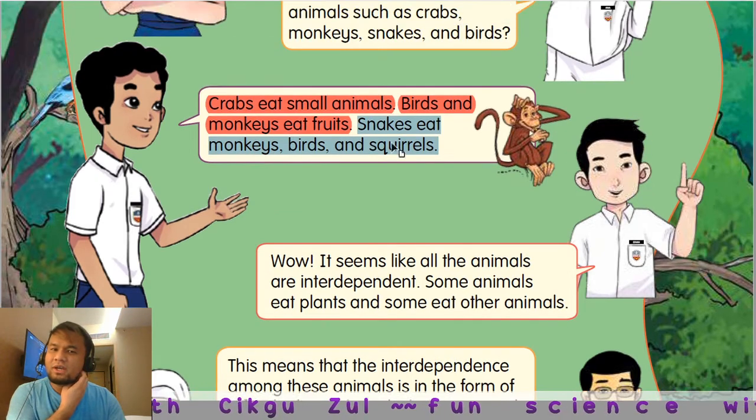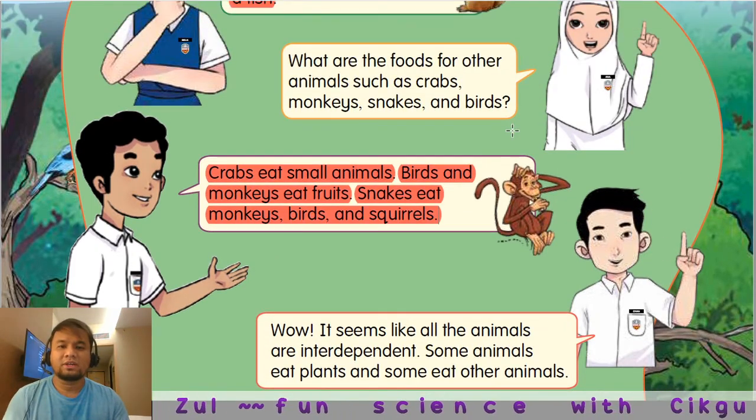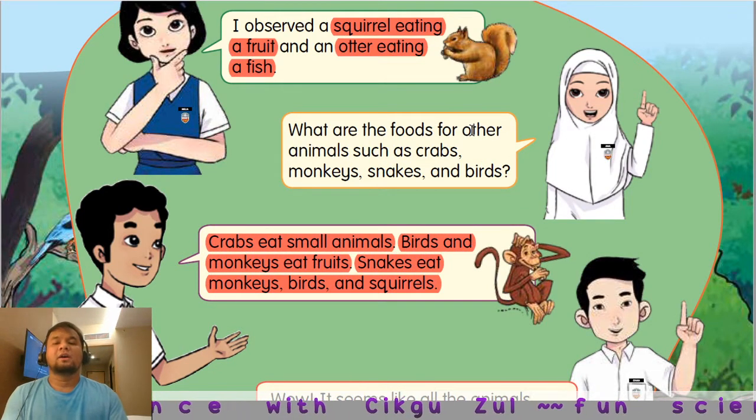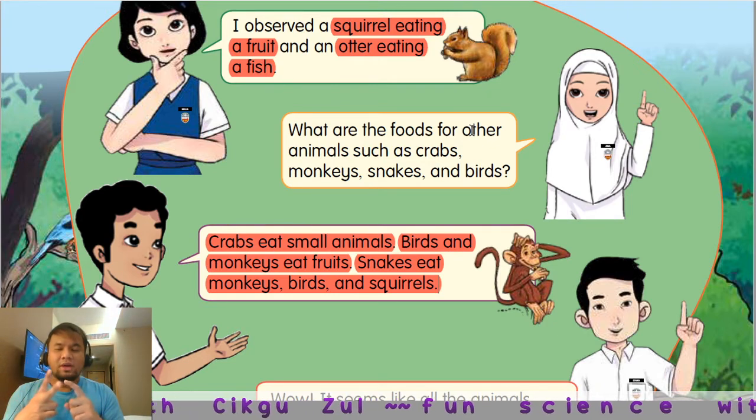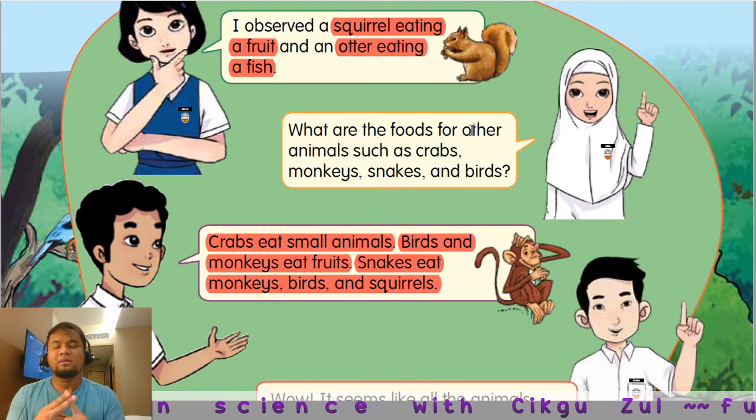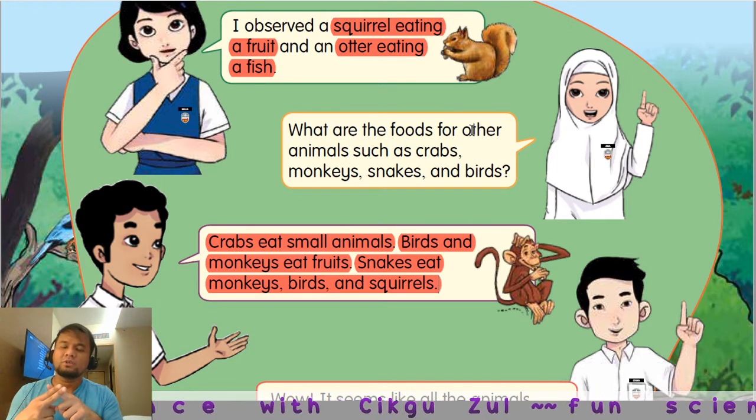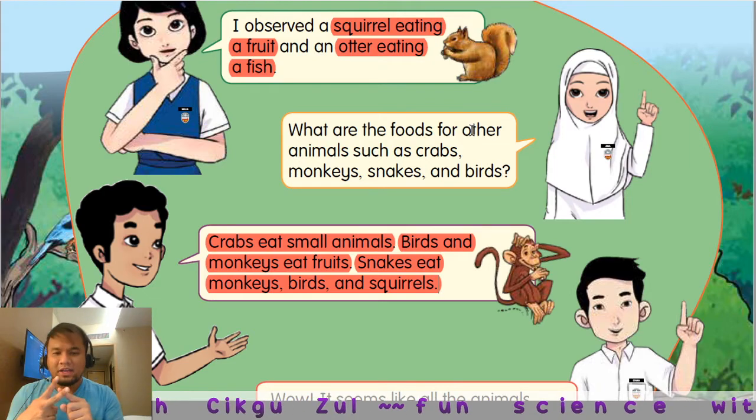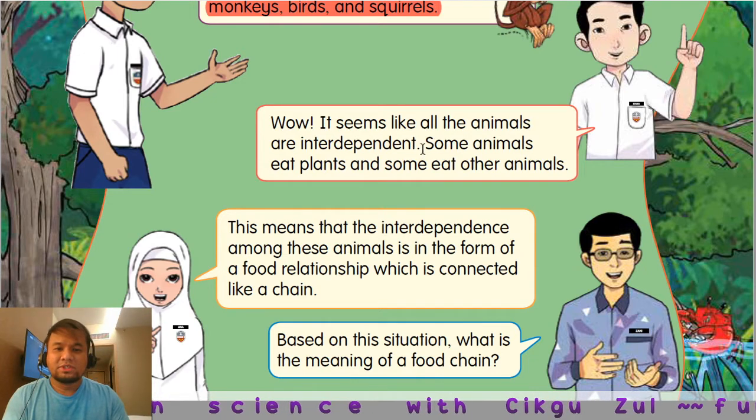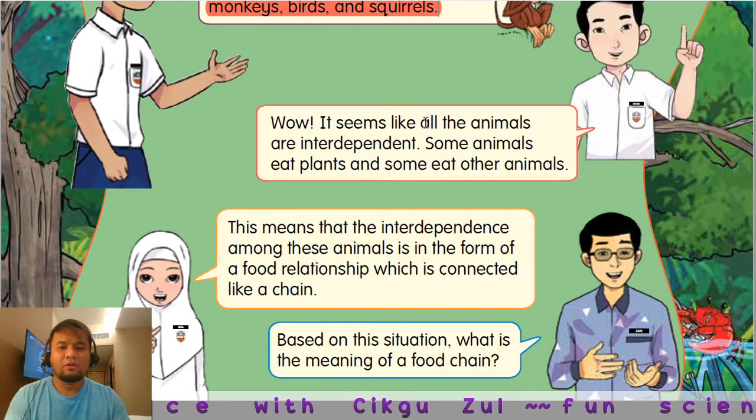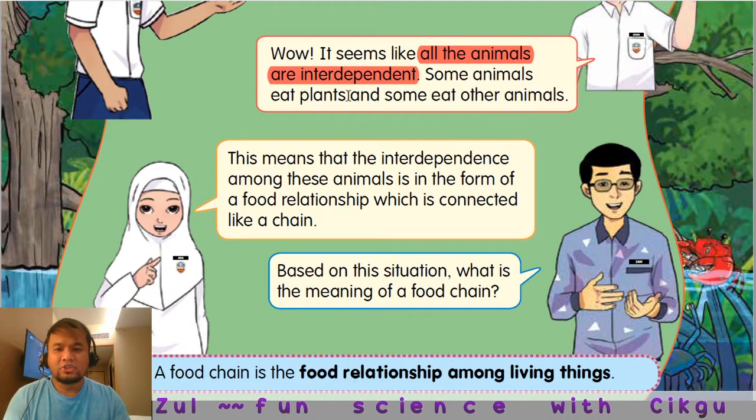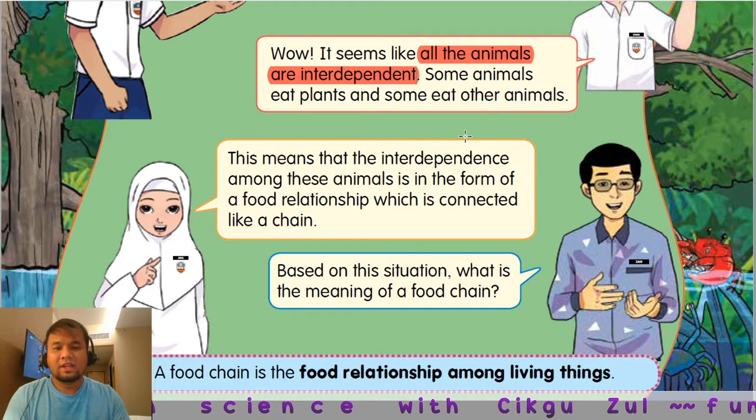So kita tengok dekat sini, dia yang paling macam-macam makanan mereka. But some of them are consuming, ada yang makan plants only. Some others are consuming animals only. And some of them are consuming both plants, which is the fruits, and the other animals too. Okay, now, wow, it seems like all the animals are interdependent. They are depending on each other. So some animals eat plants and some eat other animals.